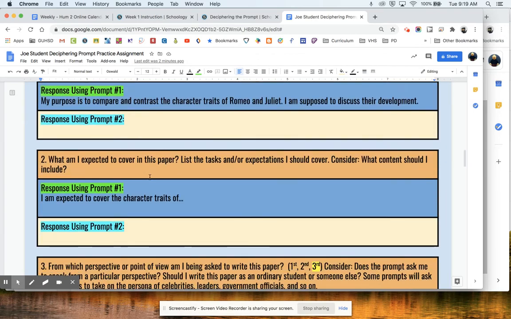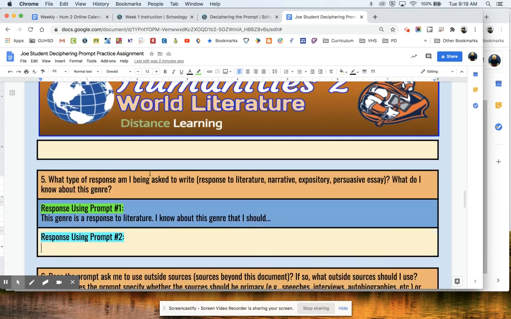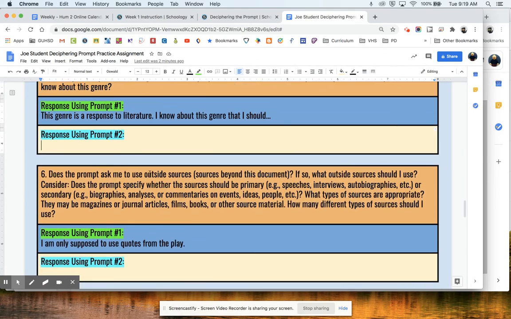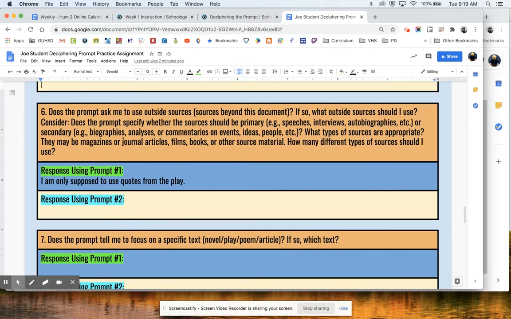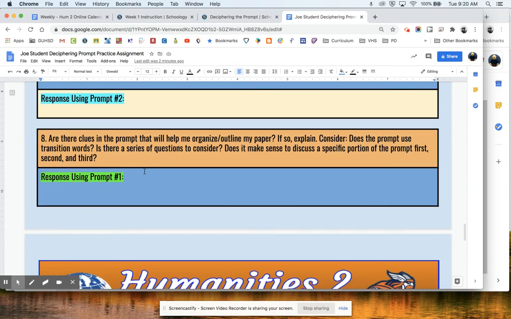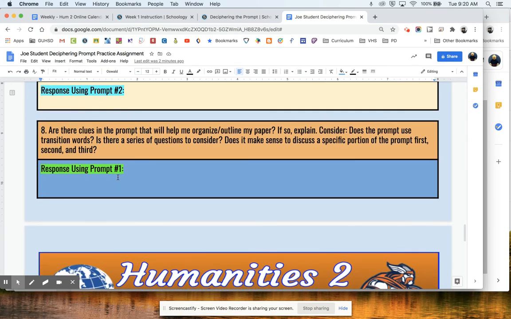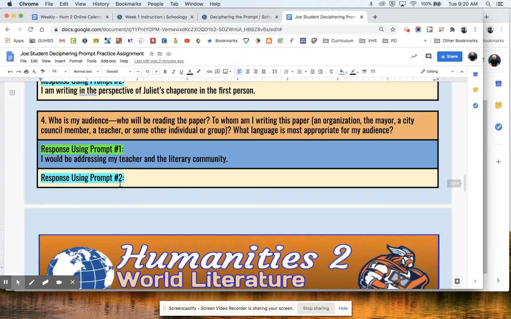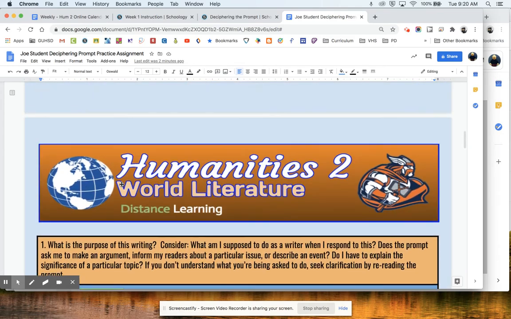Don't worry, we're not having you do either of those tasks. These are just for practice to know what the question is asking you. But as far as outside sources, no, you're only supposed to use quotes from the play. So you can use the same answer from number 1 in number 2. Does the prompt tell me to focus on a specific play? Yes, both are Romeo and Juliet by William Shakespeare. And then, are there clues in the prompt that outline my paper? Again, these are the questions that follow.